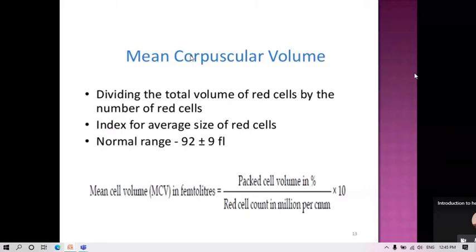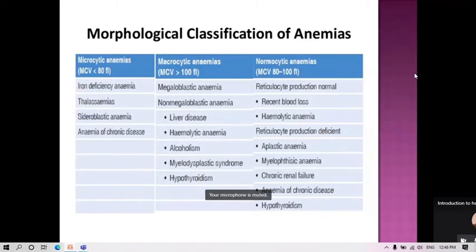This is morphological classification. See, these classifications are very important. Etiological classification and morphological classification are asked in the vivas and also in the theory. So morphological classification of anemias is microcytic anemia, whenever the MCV is less than 80 femtoliters, macrocytic when the MCV is more than 100 femtoliters, and normocytic. In microcytic anemia, you have to remember these three conditions, mainly iron deficiency anemia, thalassemias, and sideroblastic anemia.